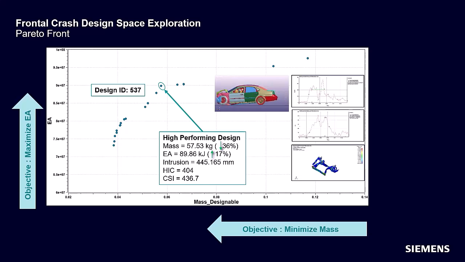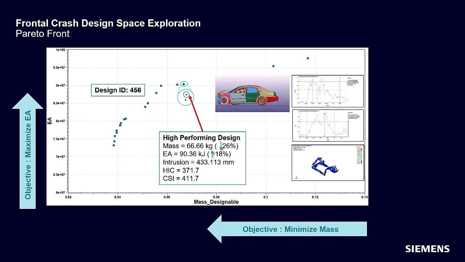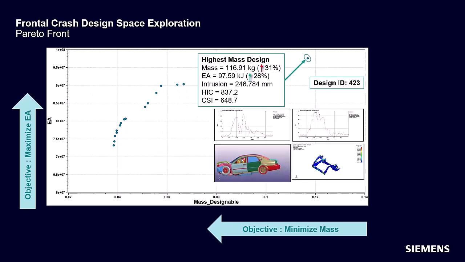Here, design 537 is a high-performing design on the Pareto front, which has a 36% reduction in mass and 17% more energy absorbed when compared to the baseline performance. Design 456 is another high-performing design on the Pareto front, which has a 26% reduction in mass and 18% more energy absorbed when compared to the baseline performance. Design 423 is the highest performing design in terms of energy absorption, which is 28% more than the baseline design. However, we see that it has a higher mass when compared to the baseline performance.